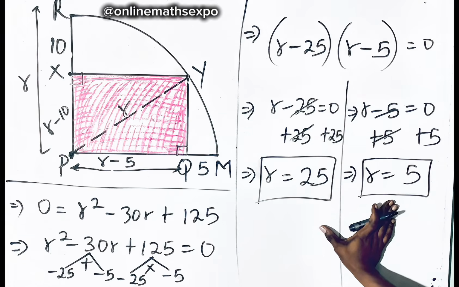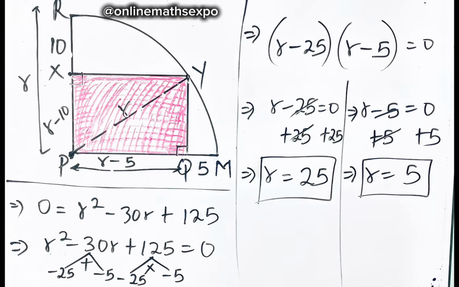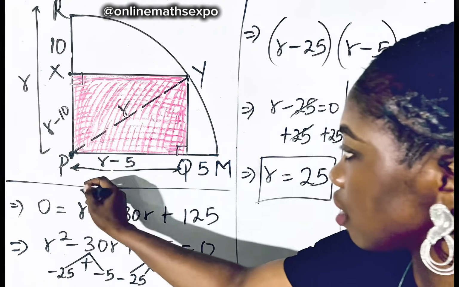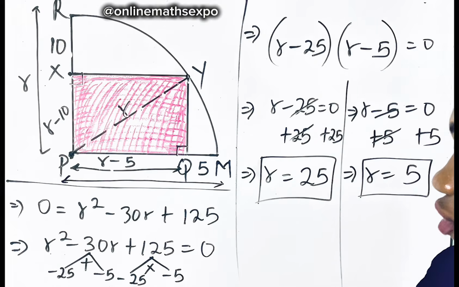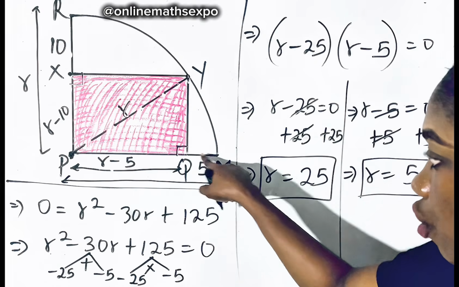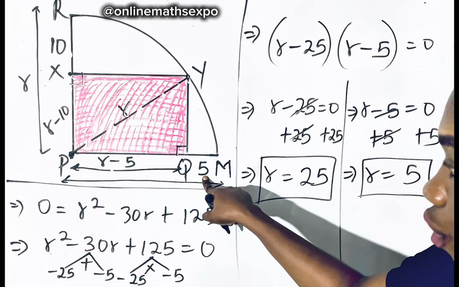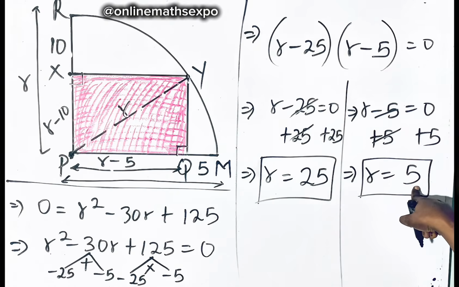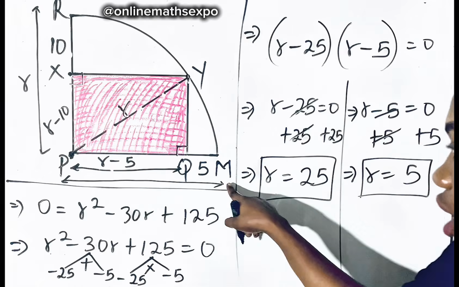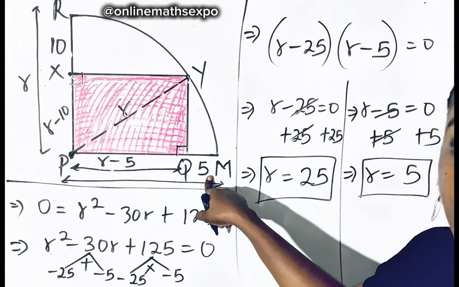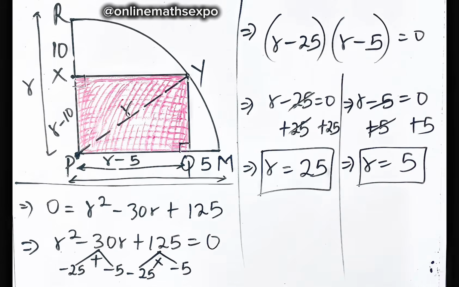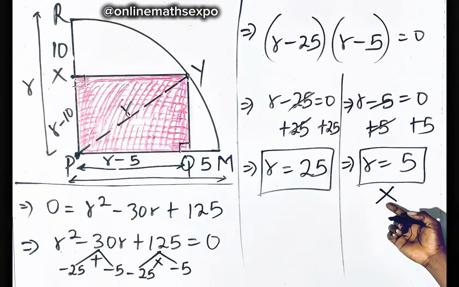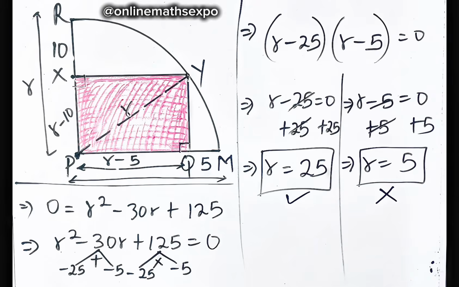Now looking at these two values of R, which of them should we go for? Let's go back to the diagram. You observe that this whole length from here down to this, we said is measured R. And we have been told that this length QM is 5 units. So what do you think? Do you think the radius should be 5? If the radius is 5, and from here to here is 5, it means that the radius does not exist, because here cannot be 5 and the radius is also 5. So in that case, the radius cannot be 5. We can accept this radius as 25.